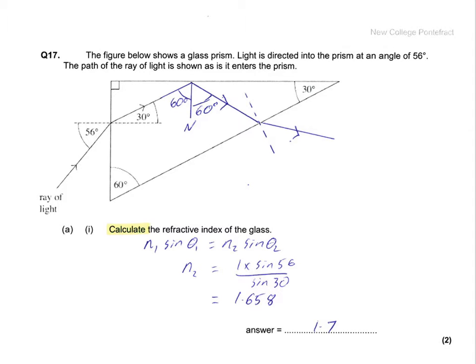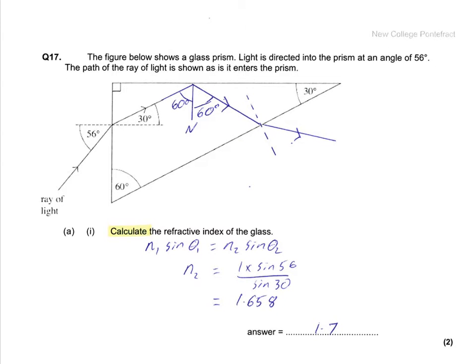Waves homework booklet question 17. Figure below shows a glass prism. Light is directed into the prism at 56 degrees. So that is meaning at 56 degrees to the normal, which they've made unambiguous by showing it on the diagram. And the path of the ray of light is shown as it enters the prism.